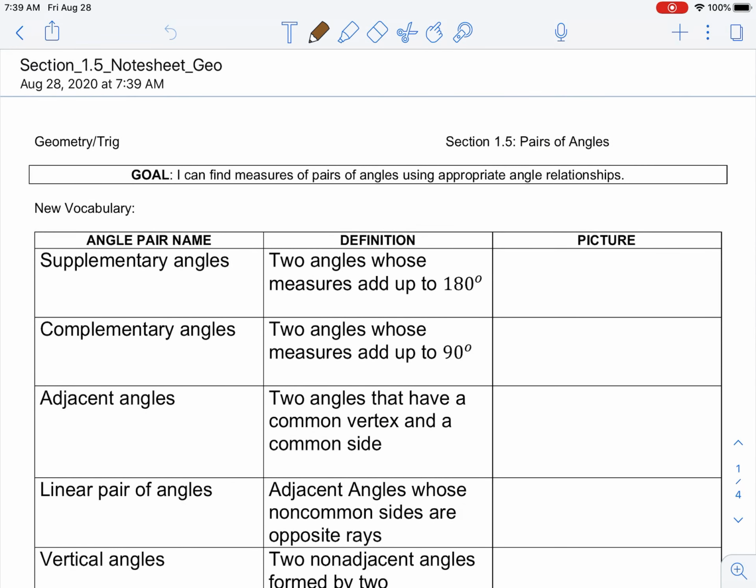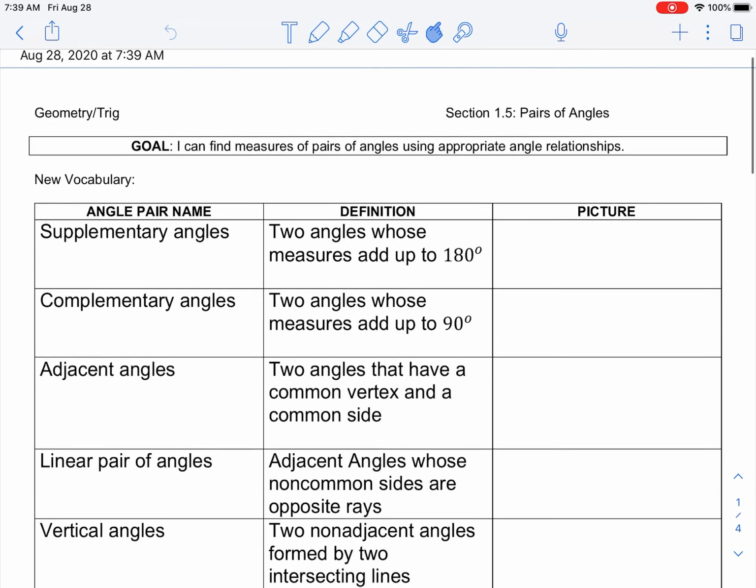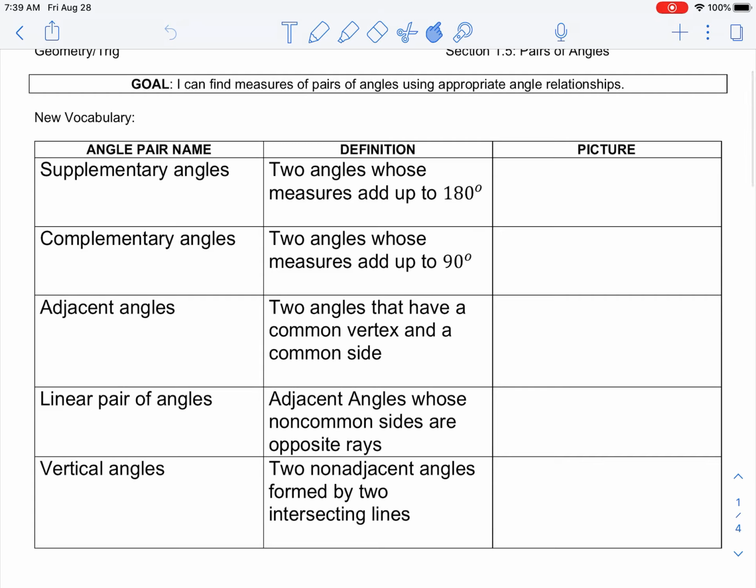Okay, welcome to section 1.5, note sheet for geometry. All right, today we're going to be looking at pairs of angles. So we will be looking at some key vocab words to start. Our goal will be to find measurements of pairs of angles based on the appropriate term.